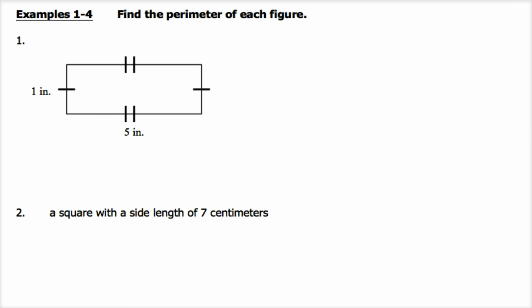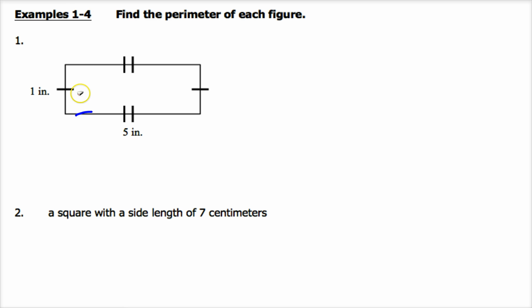Okay, so now let's go to some actual problems. In each of these problems, we're going to be finding the perimeter of each figure. Figure number 1, this is a rectangle, and for this rectangle, we're given that one side is 5 inches, another side is 1 inch. Based on what we know about rectangles, if this side here is 5 inches, then the side opposite it is 5 inches. And if this side here is 1 inch, then the side opposite it is 1 inch.